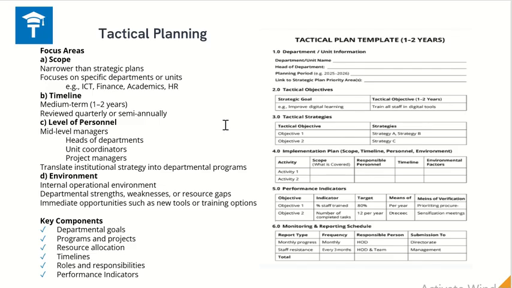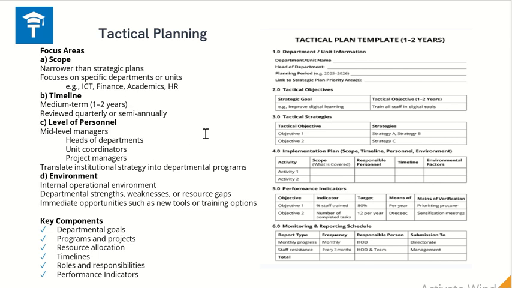tactical. It's narrower than strategic plans. It focuses on specific departments or units, e.g., the ICT, the finance, the academic, the human resource. Then the timeline, it's medium term, 1 to 2 years. It can't exceed the 2 years. It is reviewed quarterly or semi-annually. Remember, for the strategic, we said it's reviewed annually. Now, for the tactical, it's reviewed quarterly or semi-annually.